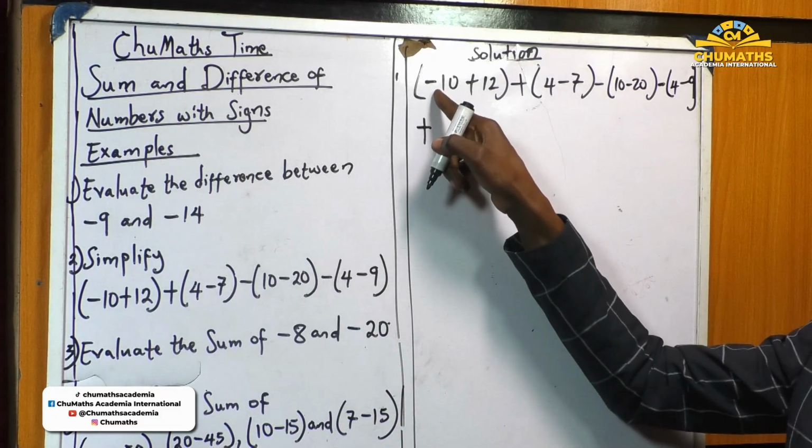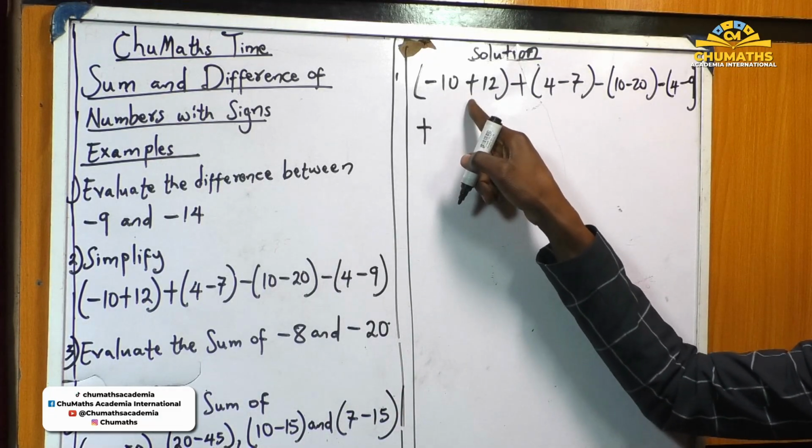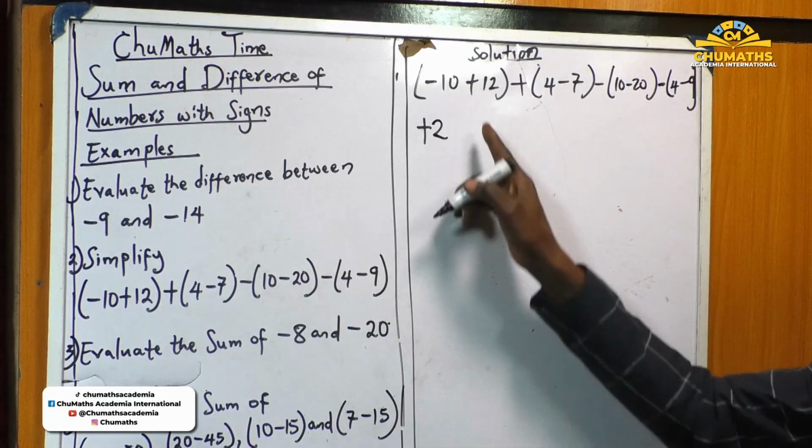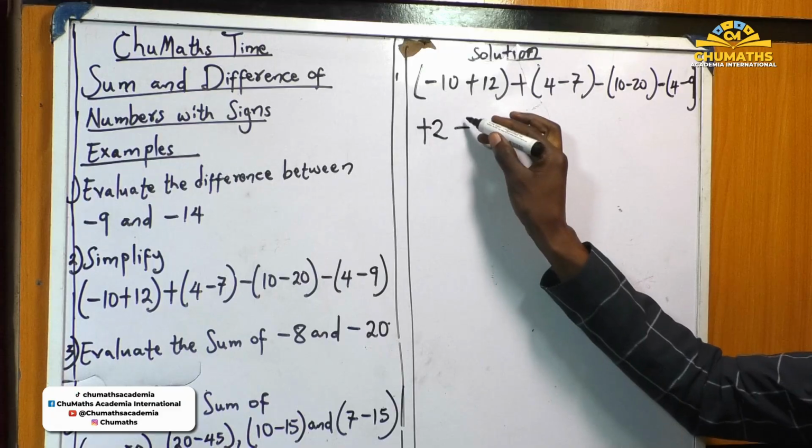Subtract. Now the signs here are what? Different. So what do you do? You subtract them. 12 minus 10 is what? Is 2. So meaning that the answer of this is what? Plus 2. Then you bring down your plus.